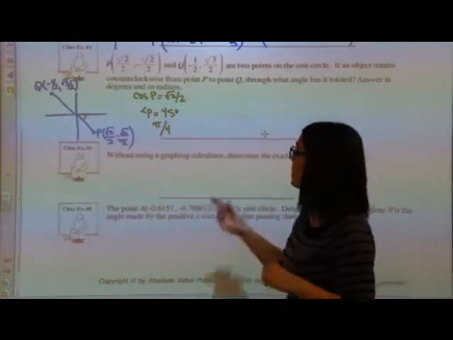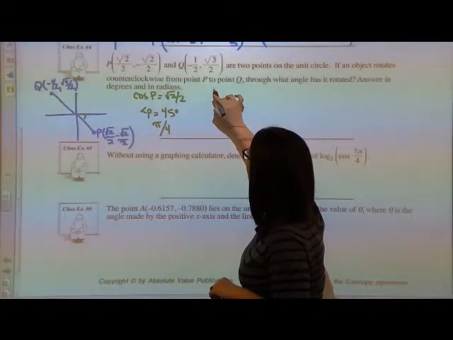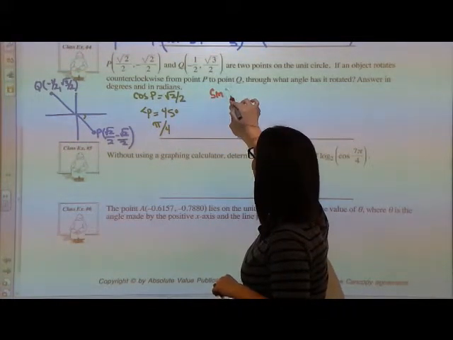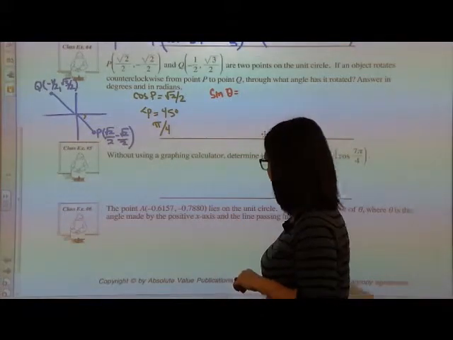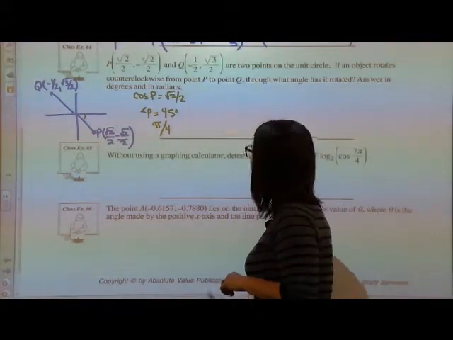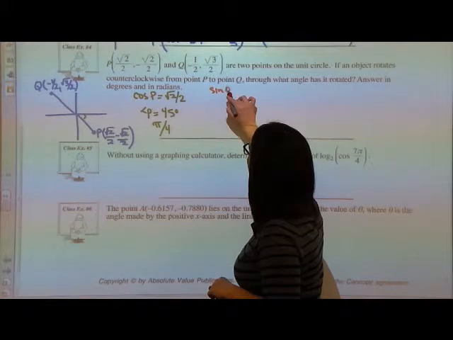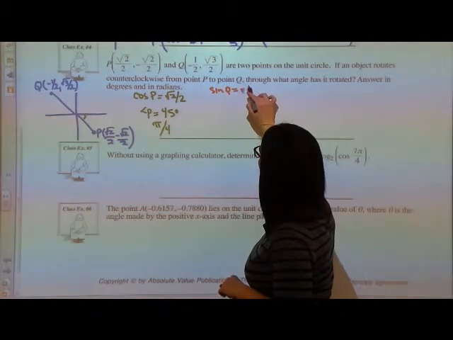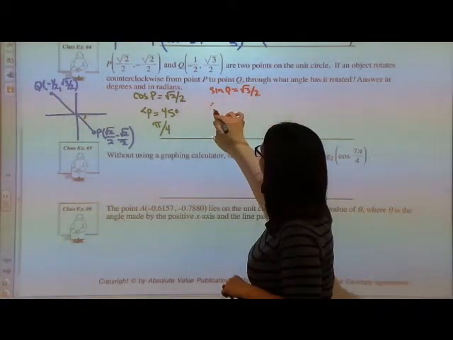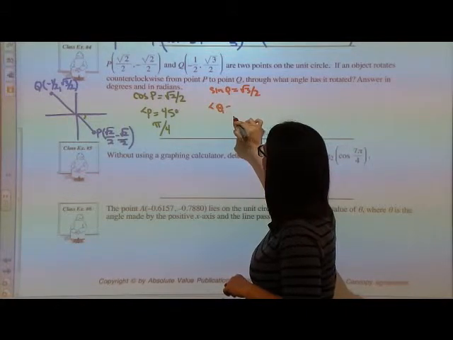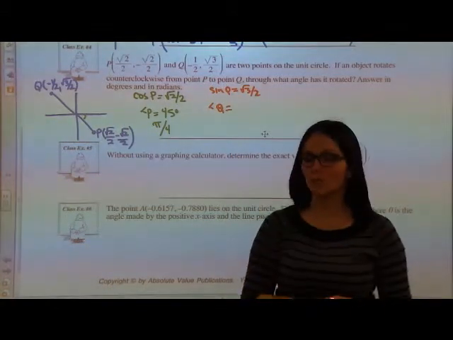Now if I do the same thing with Q, and I'm going to do sine Q. So if I did sine Q is equal to root 3 over 2, angle Q would be equal to what?